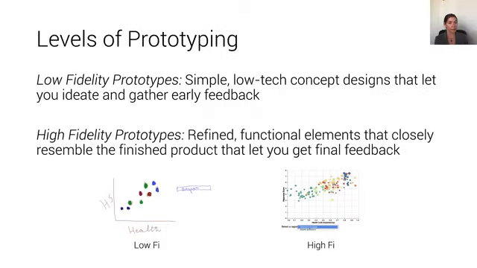Prototypes occur at two primary levels. We call these the low fidelity and high fidelity levels of prototyping. Low fidelity levels of prototyping are essentially just developing simple, low-tech, conceptual mock-ups. And the idea here is that if we sketch something out, or we draw it on a whiteboard, or we draw it on a piece of paper, it's very low cost.